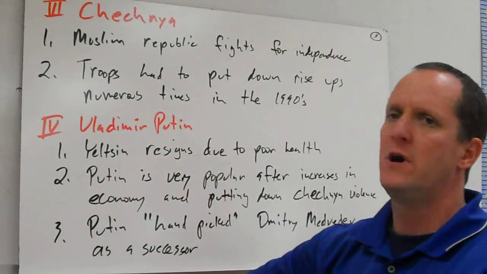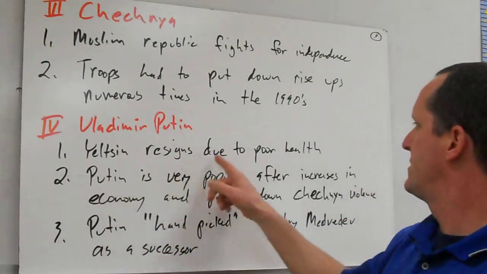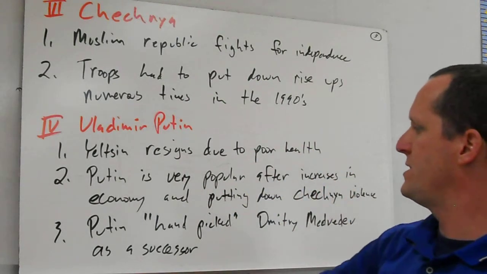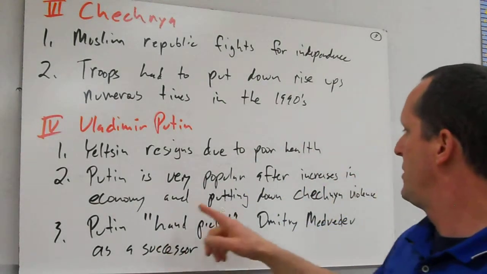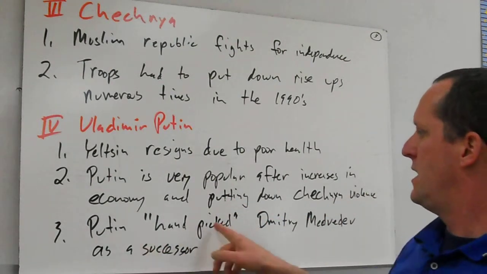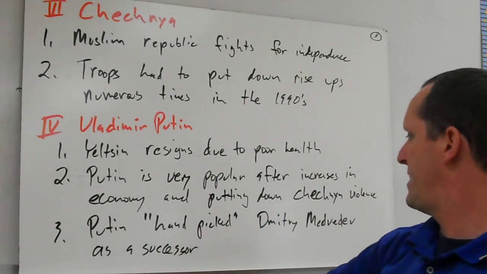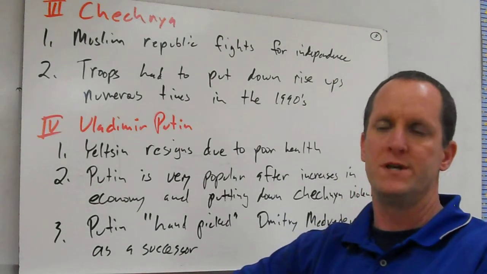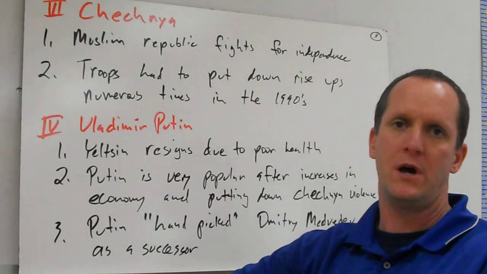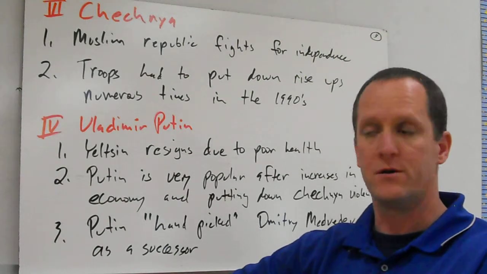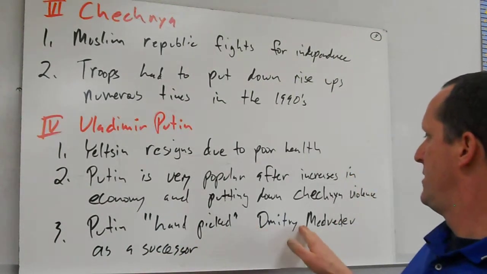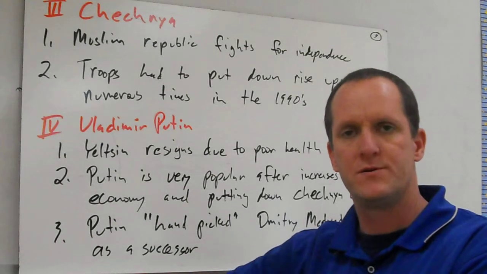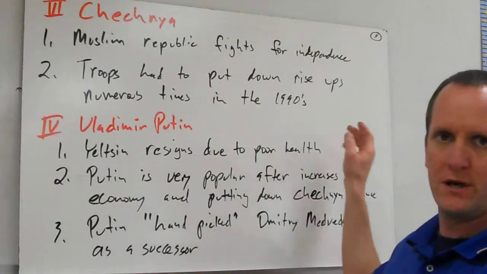Vladimir Putin takes over. Yeltsin resigns due to poor health. Putin is very popular after increases in the economy and putting down the Chechen violence. Putin then handpicks Dmitry Medvedev as a successor, and this was more recently, and then Putin is now in his third term. Dmitry served 2008 to 2012, and just recently in 2012, Putin was elected president again.